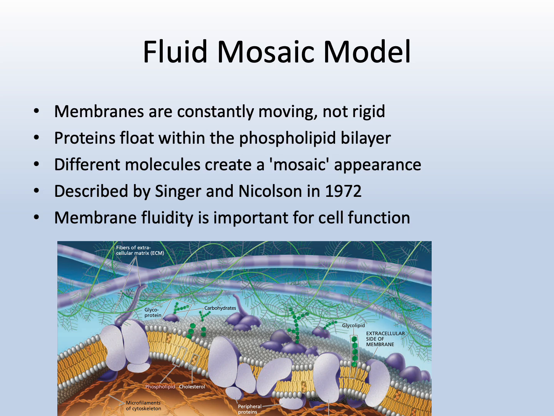Embedded within this phospholipid bilayer are many different proteins that can drift and move around. You can think of these proteins as tiny boats floating in a sea of phospholipids. The membrane is called a mosaic because it contains many different types of molecules: proteins, phospholipids, cholesterol, and carbohydrates, all arranged in a patchwork pattern, much like the colorful pieces in a mosaic artwork.